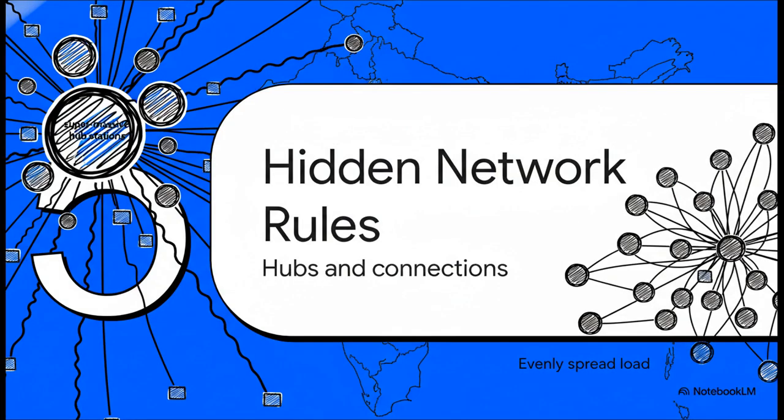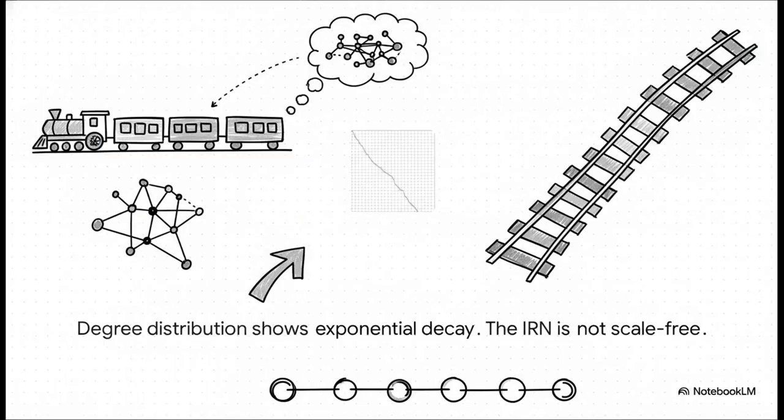Okay, so besides the whole small world thing, the researchers also dug into how connections are distributed. Are there just a few massive super hubs doing all the work, or is the traffic spread out more evenly? So what this graph shows us is the distribution of connections across all the stations. And the key thing to notice here is the shape of the line. It's what's called an exponential decay.